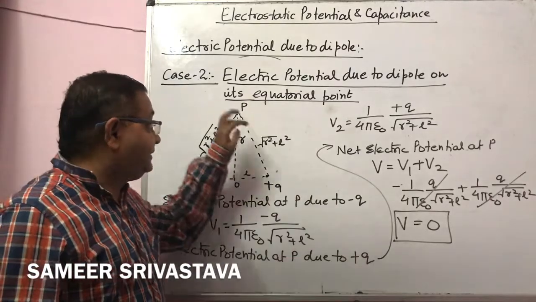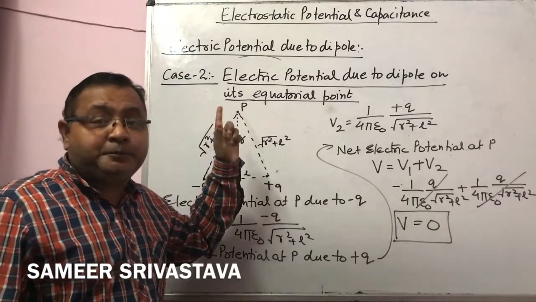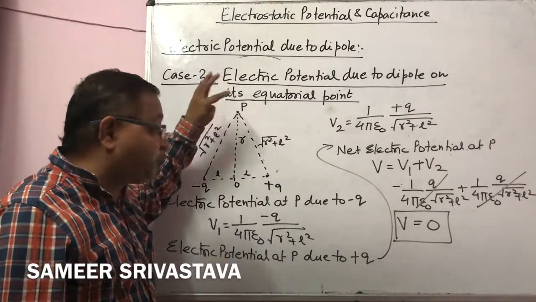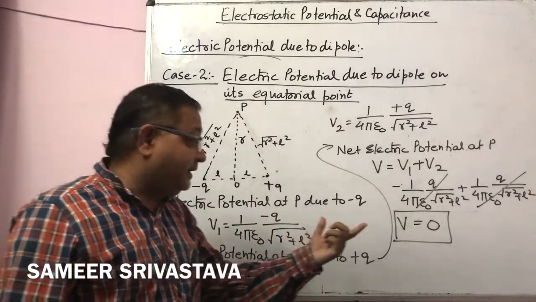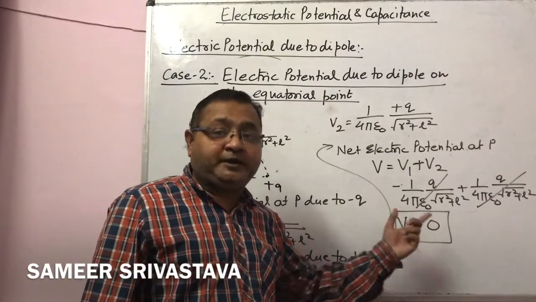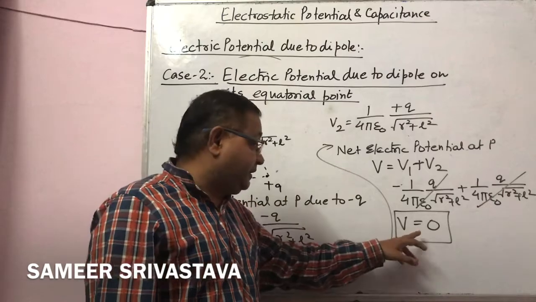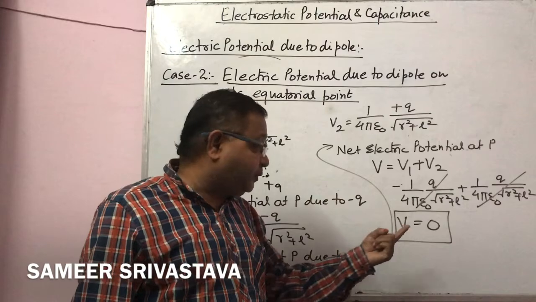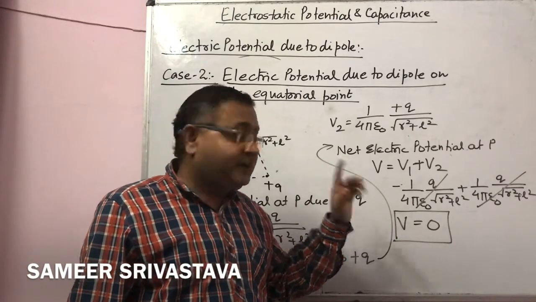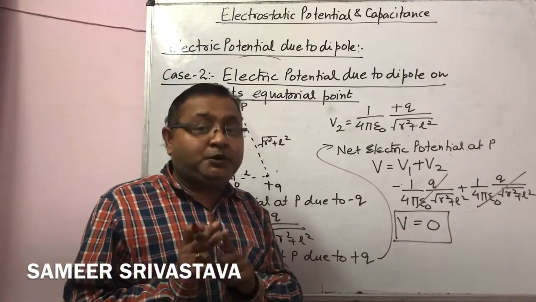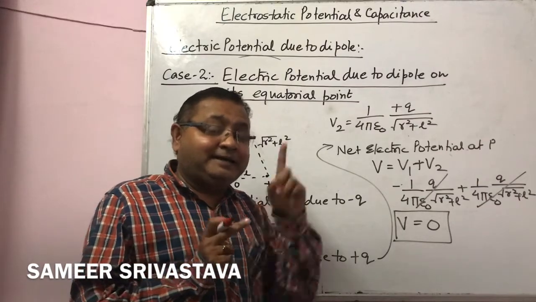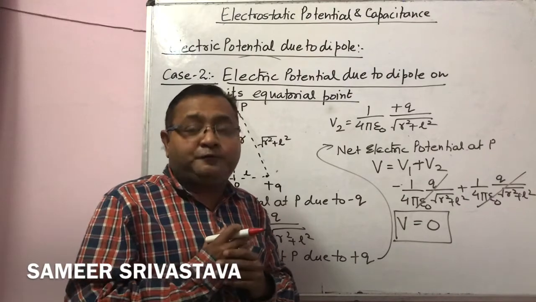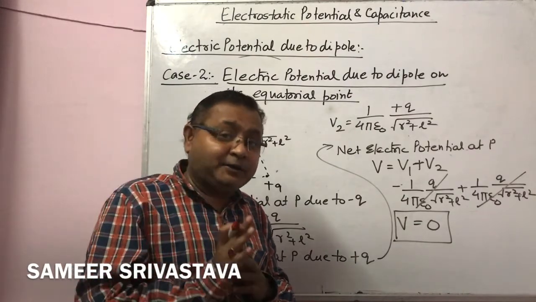So here the net potential at the equatorial point is 0, whereas there is a value of electric field at the equatorial point. But always remember, the electric potential at the equatorial point is always 0. Here the electric field value is 1 upon 4 pi epsilon naught P by R cube, but the potential will be 0. At the equatorial point there is an electric field and its formula is 1 upon 4 pi epsilon naught P by R cube.